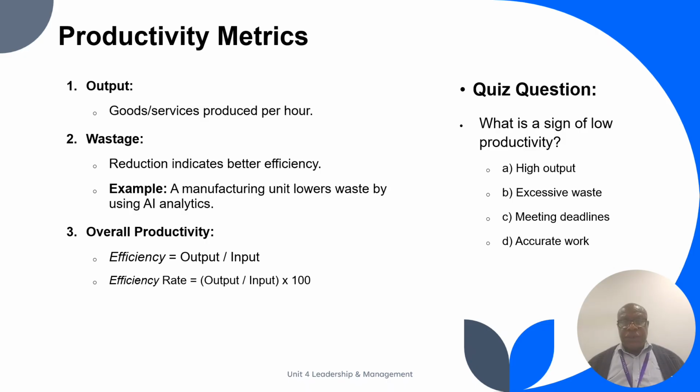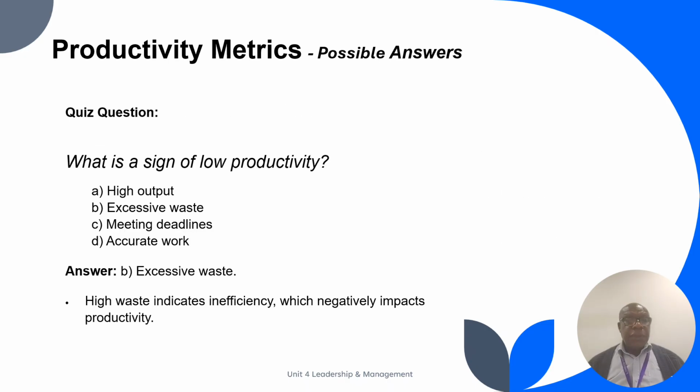Now, quiz: what is a sign of low productivity? A, B, C, or D? What is a sign of low productivity? Obviously, the answer would probably be B. When there's excessive waste, it spells low productivity because a lot of effort goes into it. So you need to try and reduce waste to improve productivity.